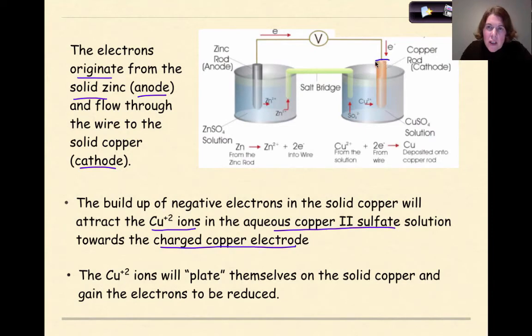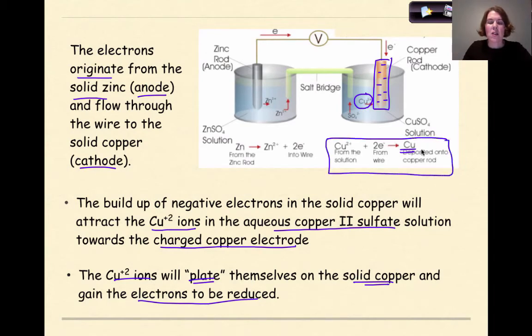So as all the electrons enter this electrode, it will suddenly have a coating of negatively charged electrons. And here's Cu+2 thinking, hey, I'm positive, you're negative. I'm going to gain you, become solid copper, get reduced. So the Cu+2 is attracted to the electrode, picks up the electrons, and becomes solid copper right here. The Cu+2 ions will plate themselves, forming a solid on the solid copper electrode, and gain the electrons to be reduced. And we see this in this half reaction right here.